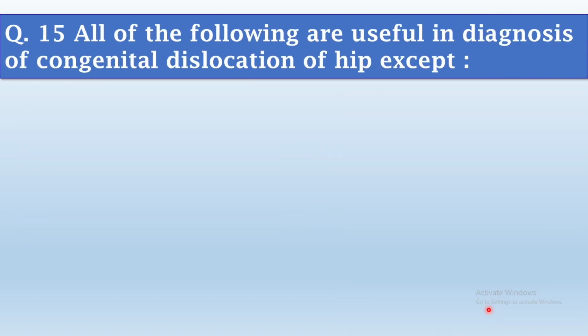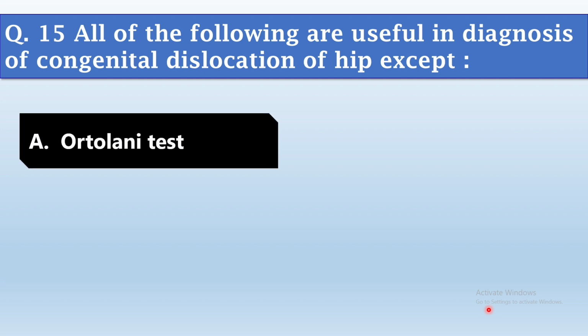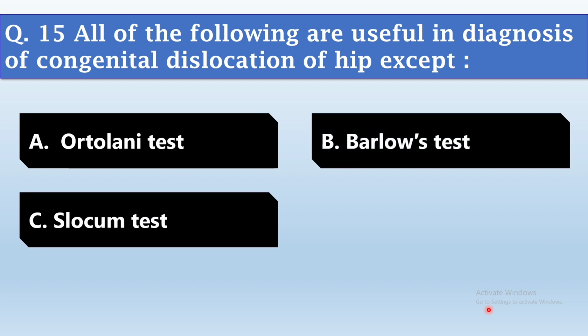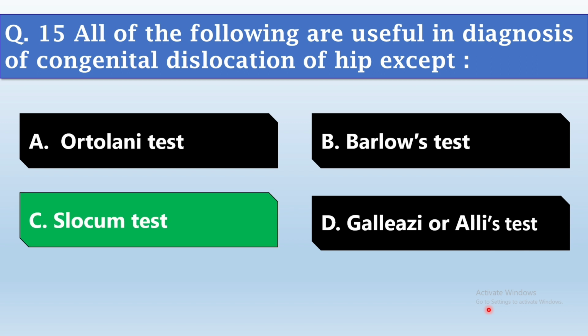Question number 15. All of the following are useful in diagnosis of congenital dislocation of hip except option A Ortolani test, option B Barlow's test, option C Slocum test, and option D Galeazzi-Ellis test. The answer is Slocum test. Ortolani tests are relocation tests and Barlow's tests are dislocation tests.